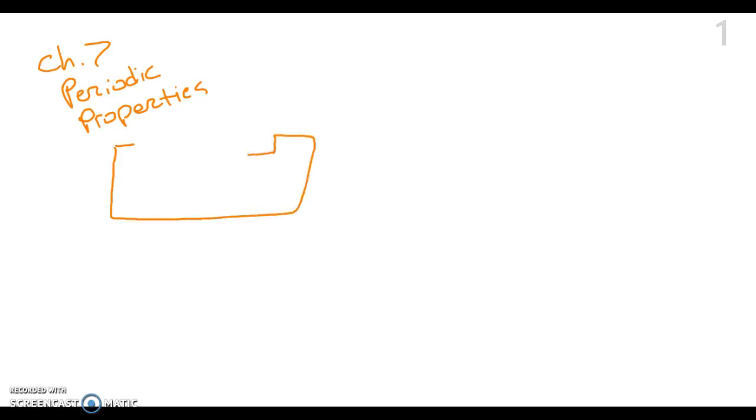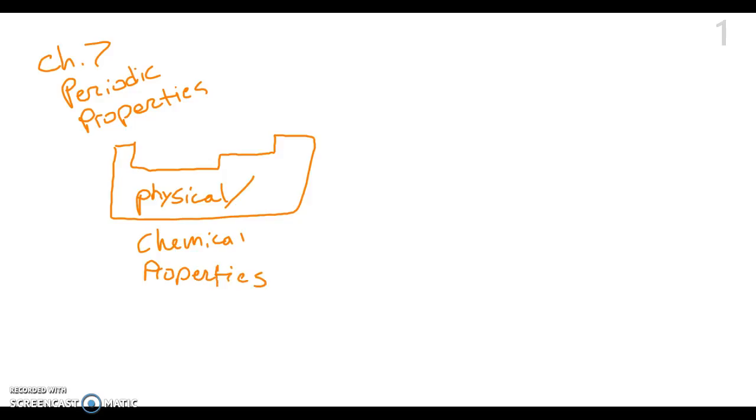Let's see here. This is a quick video on Chapter 7, Periodic Properties. So, just based on the title, what we're talking about is the periodic table, and what physical and chemical properties are traditional in the periodic table. So that's what we're looking for, physical and chemical properties.